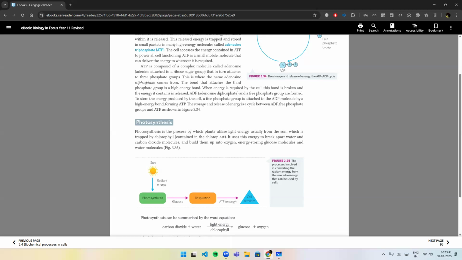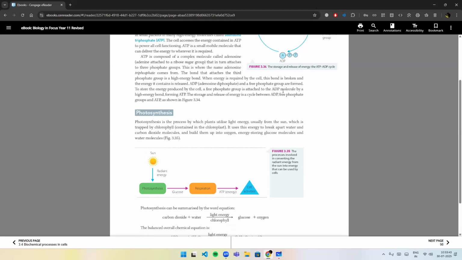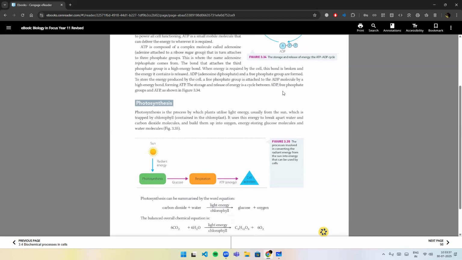When energy is required by the cell, this bond is broken and the energy it contains is released. ADP and a free phosphate group are formed. To store the energy produced by the cell, a free phosphate group is attached to the ADP molecule by a high energy bond, forming ATP. The storage and release of energy is a cycle between ADP, free phosphate groups, and ATP, as shown in figure 3.34.